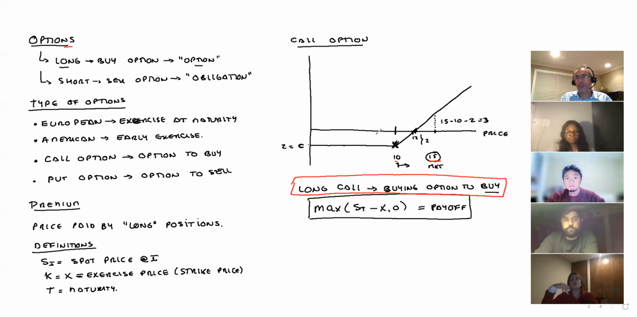Guys, agree with me or not? Yes, this is the notation, guys. So if this is 15, for example, 15 minus 10, or 0, which one do you select? 5. So you select to exercise. If this number here is greater than 0, you exercise.